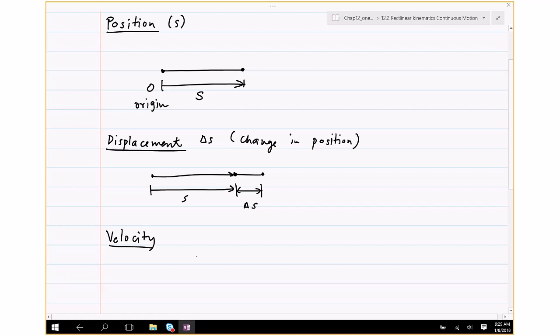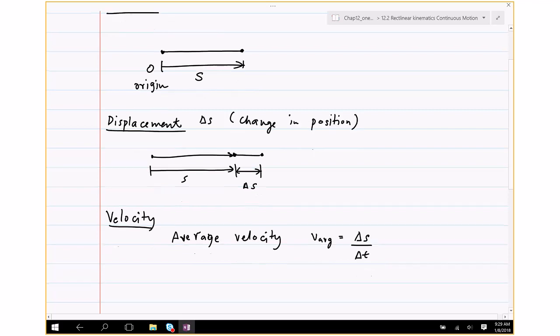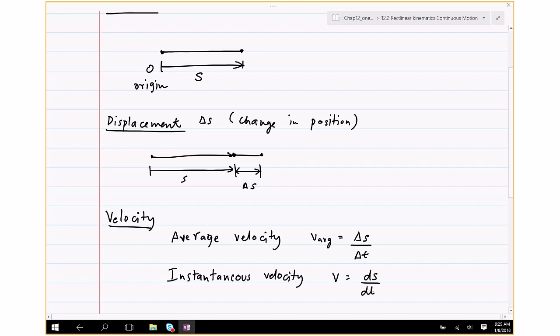Velocity is, well, there are two things we need to know about velocity. One is the average velocity. I'll denote that by V average. That is the change in displacement divided by the time. And then there's something called instantaneous velocity. Just use V for that. And that is the rate of change of position with respect to time. So that is a calculus thing, right? This is calculus, the derivative of position.